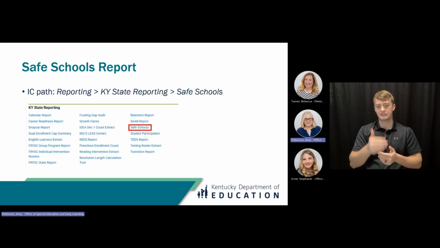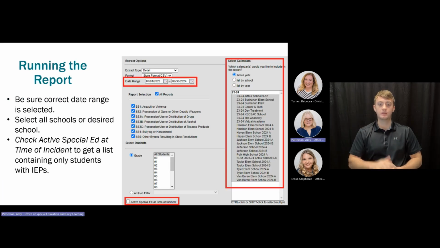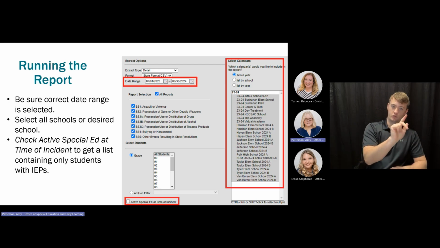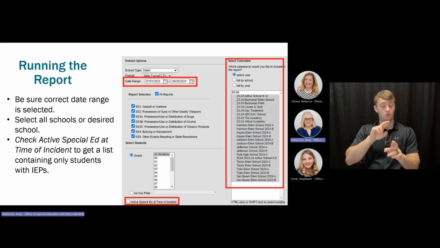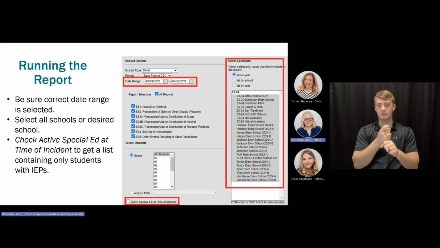So these are just some steps to run the Safe Schools report. In Infinite Campus, you're going to go to Reporting, then Kentucky State Reporting, and then click on Safe Schools. You're going to run the report for the current school year. In this case, the current school year was 23-24, but you're going to run the report for the year that you want the data for. If you only want students who have IEPs, at the very bottom, click the checkbox that says active special ed at time of incident, and then be sure all the schools are highlighted.